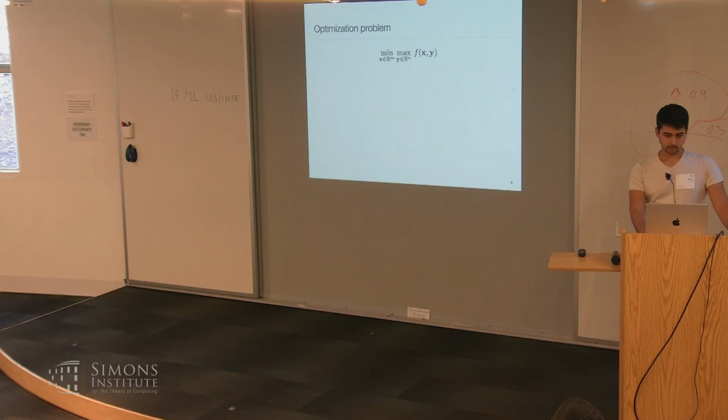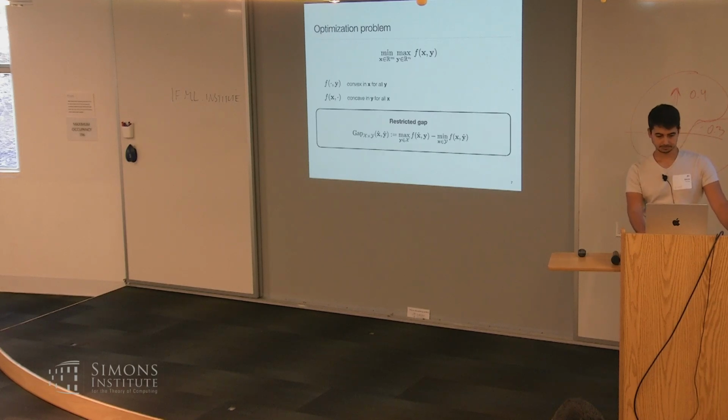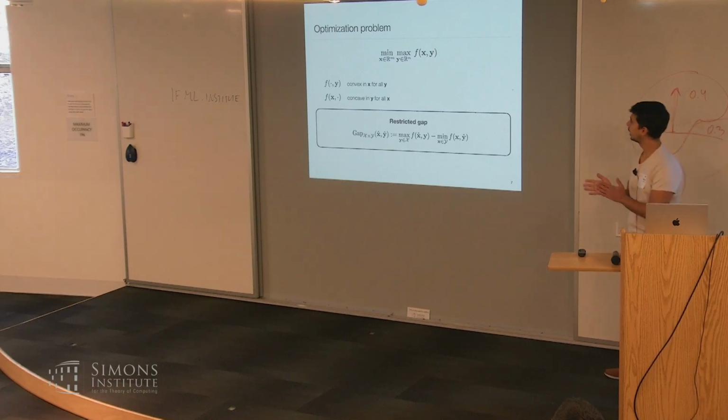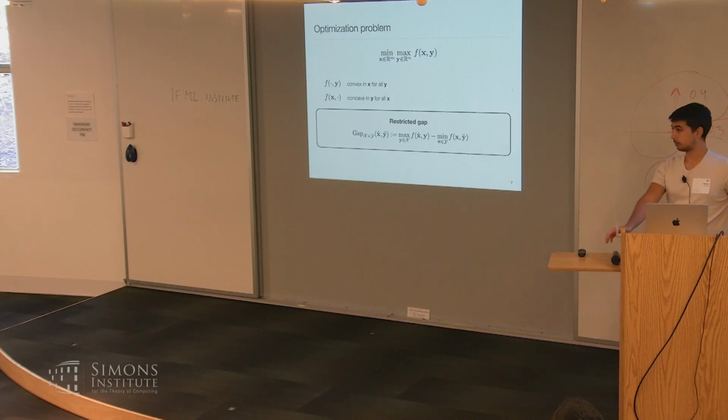Let me quickly formalize the setting for you. I'm going to assume my objective function is convex in x and concave in y. The way we measure our performance is that we want to find a saddle point, where if we move away from the saddle point, we get a worse value. The way we measure this is the restricted gap function. The gap is going to be 0 when we're at the saddle point, and it's going to be a positive value if you move away from it.